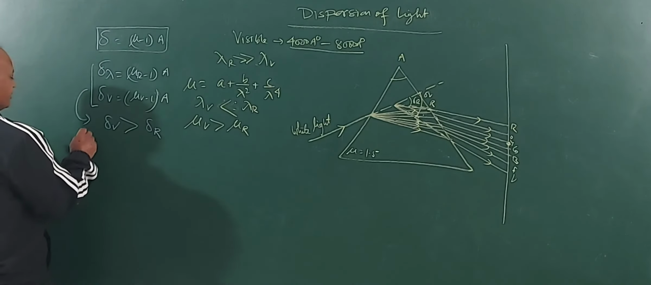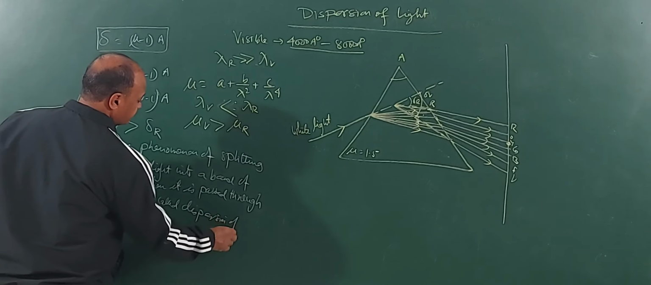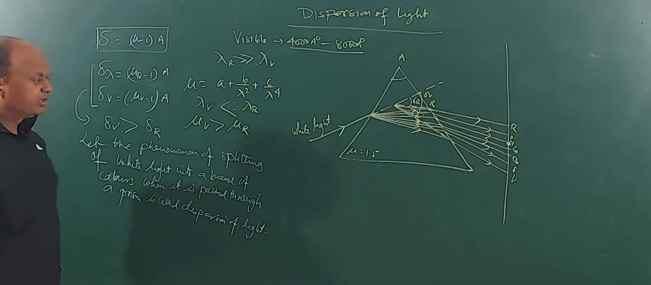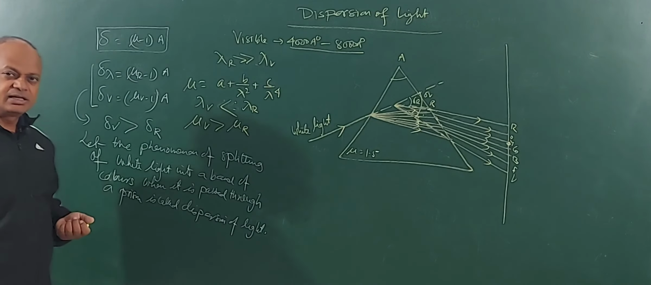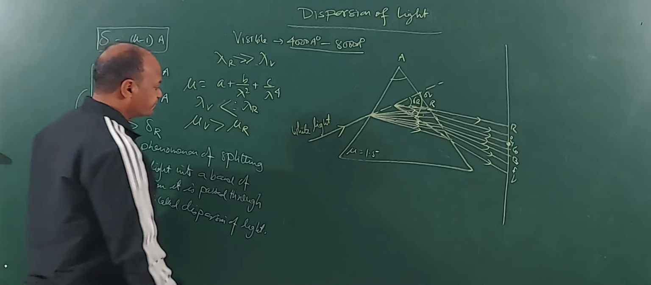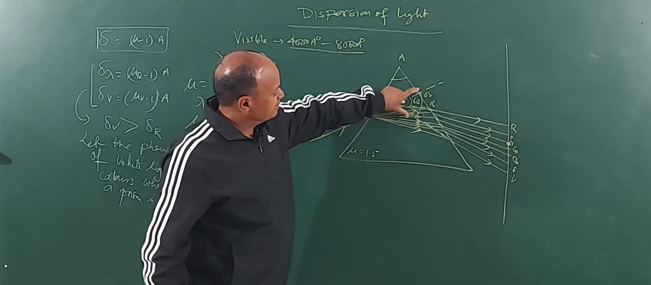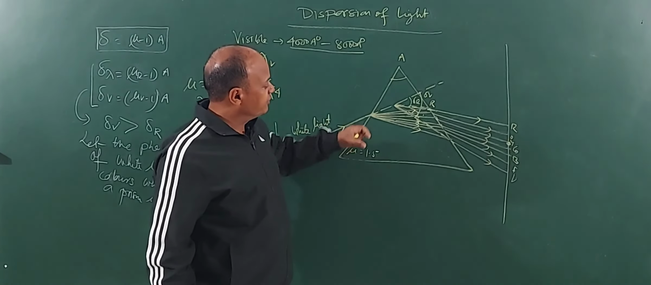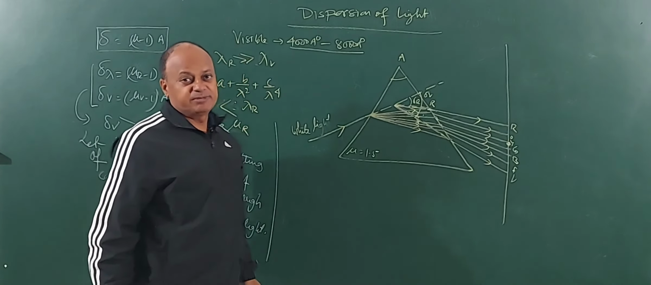Let's define the phenomenon, dispersion of light. Clear, children? Dispersion is caused by the difference in refractive index. Different colors have different wavelengths. And then you have to remember that angular deviation for violet is maximum, angular deviation for red is minimum. So the angular deviation for violet minus angular deviation for red is called angular dispersion.